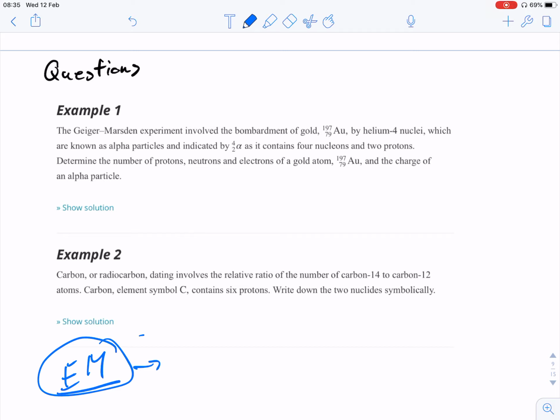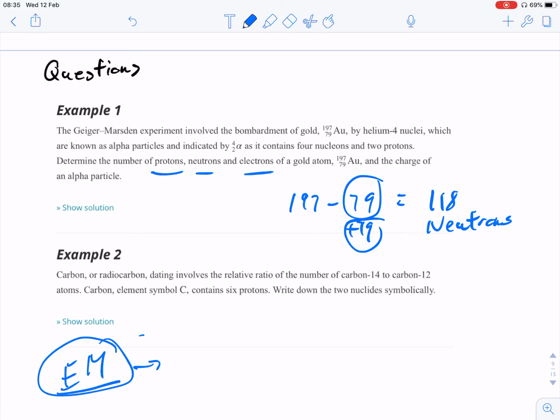So we need to determine the number of protons, neutrons, and electrons of a gold atom. There's 197 nucleons, and if we subtract, this is the number of protons already. So there's 79 protons. What we have left over is 197 minus 79, which is 118 neutrons. And electrons is always the same as the number of protons, so there are 79 protons and also 79 electrons.